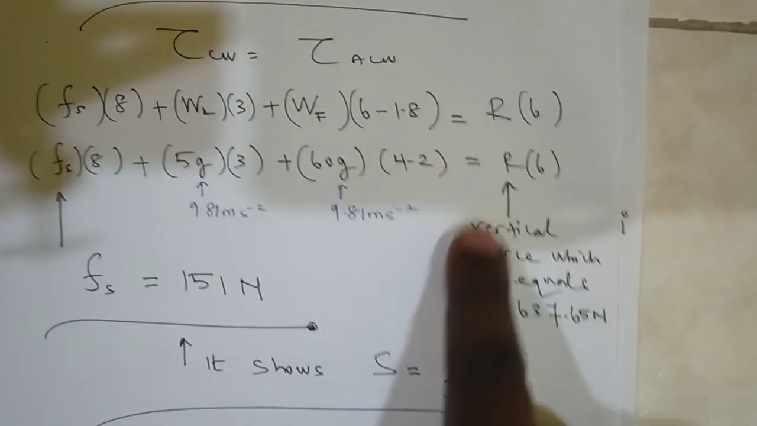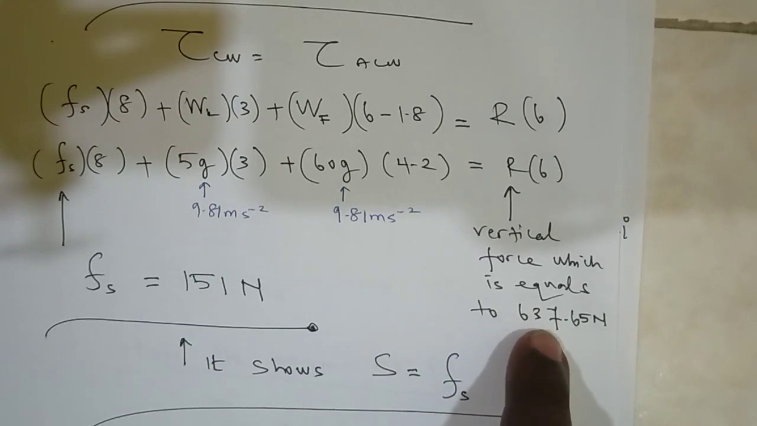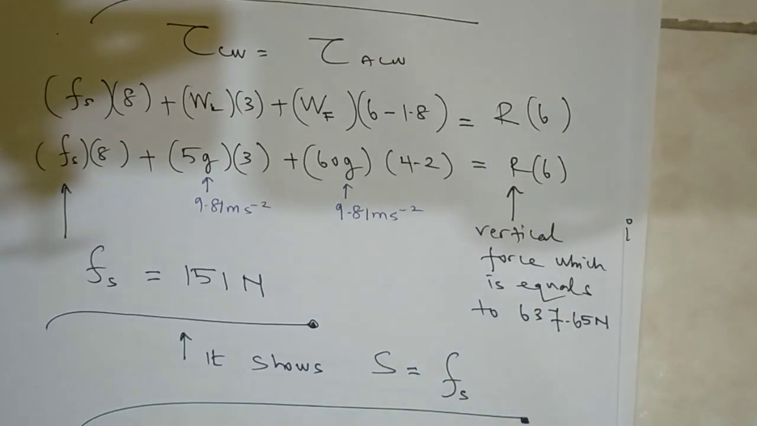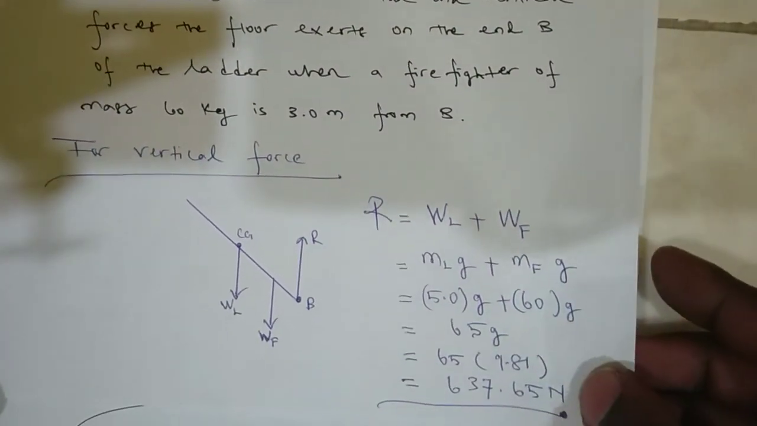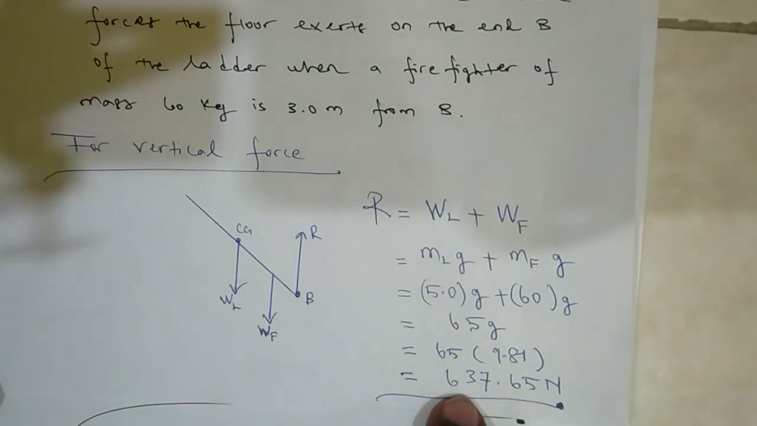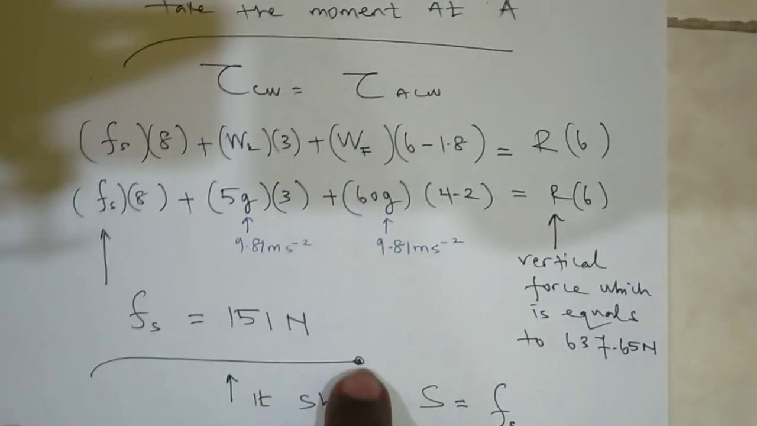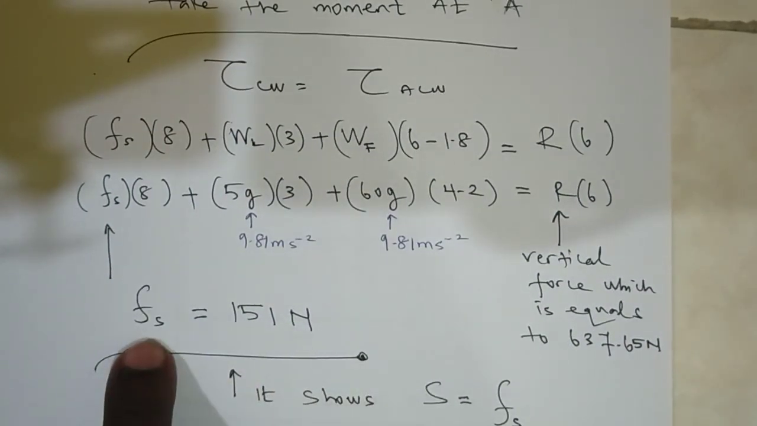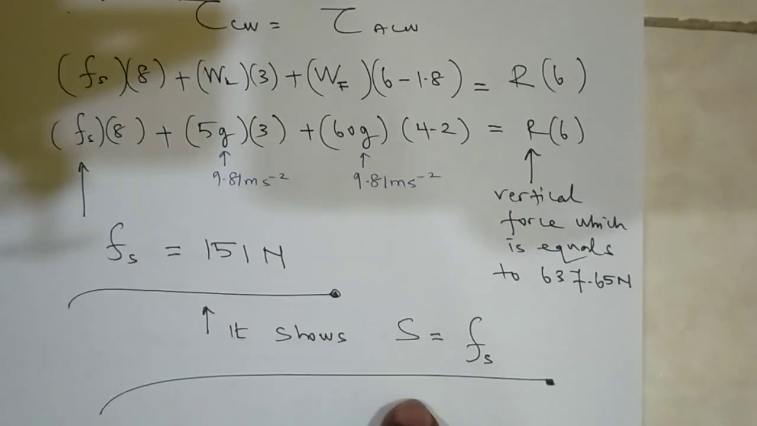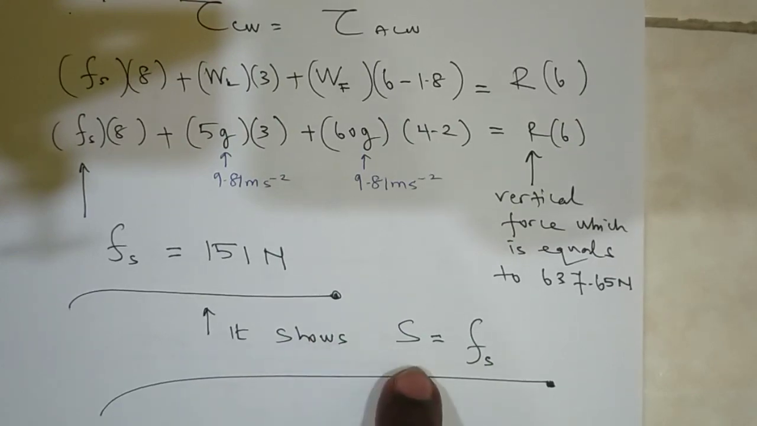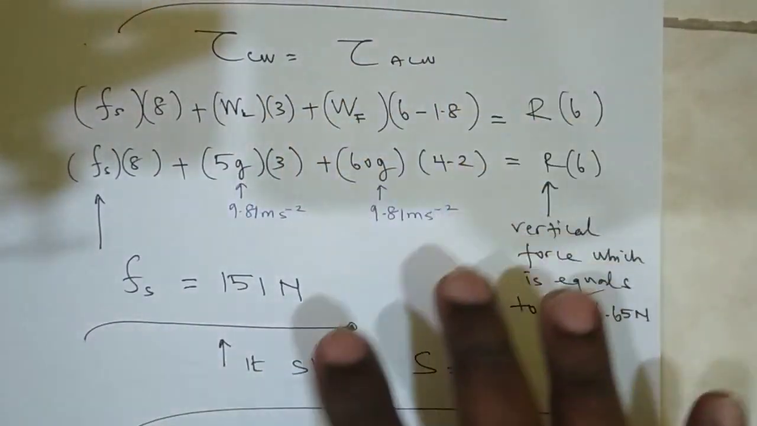R is the vertical force which equals 637.65 Newton. You can get this value from section A. Substitute all the values accordingly, and finally you will get the static frictional force equals 151 Newton. It shows S equals the static frictional force. Simple like a bubble without giving you any trouble.